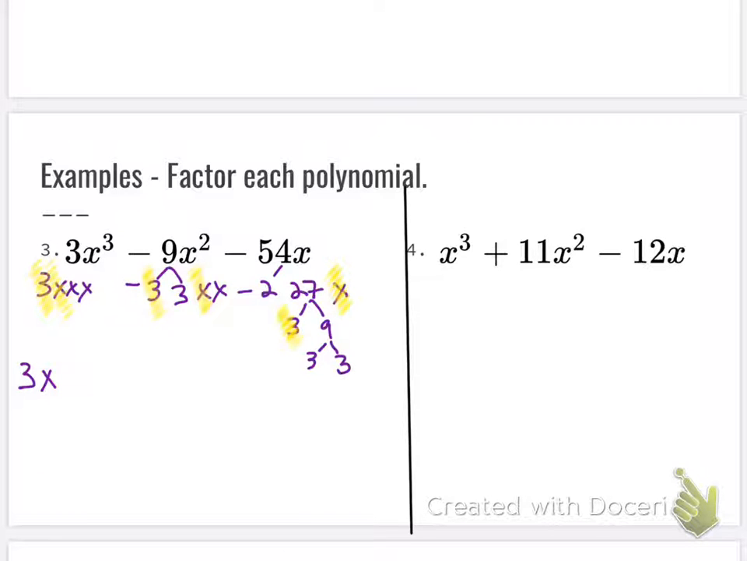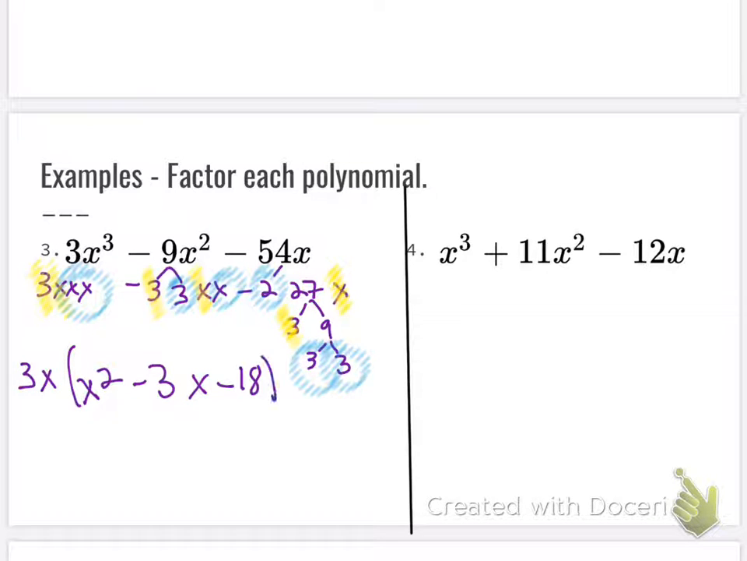And then remember, we now write whatever is remaining into our parentheses. So our first group, we have x times x, which is x squared. Here we have 3x, so minus 3x, and then we have 3 times 3, which is 9, times 2, which is 18. Okay, so let's do our magic X.